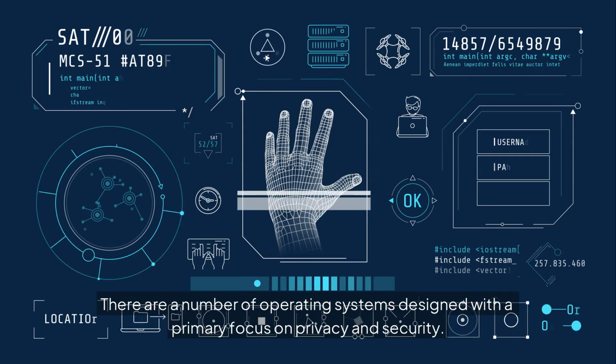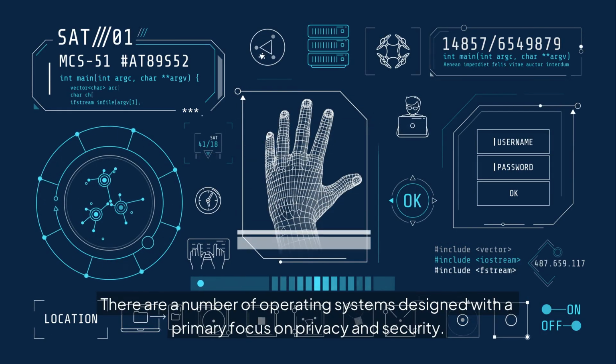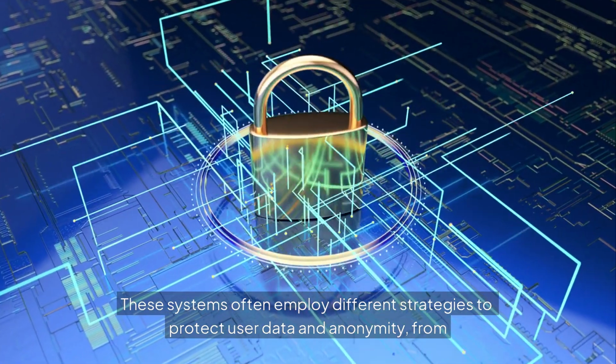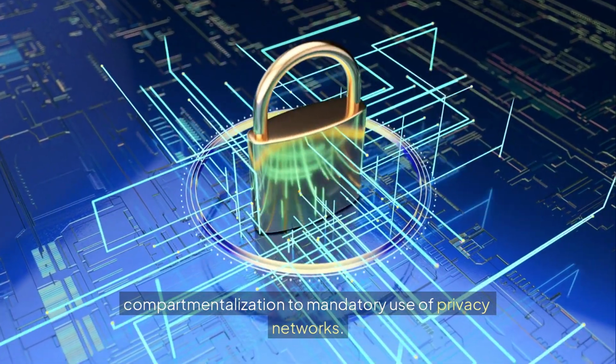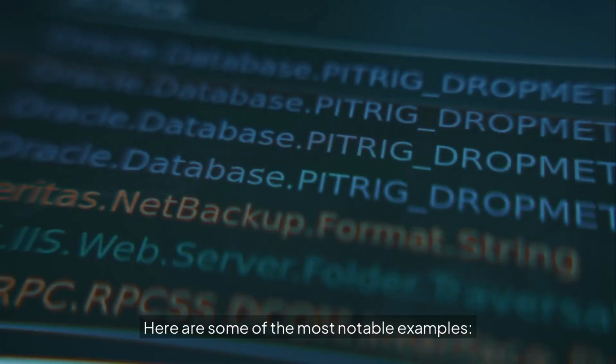There are a number of operating systems designed with a primary focus on privacy and security. These systems often employ different strategies to protect user data and anonymity, from compartmentalization to mandatory use of privacy networks. Here are some of the most notable examples.